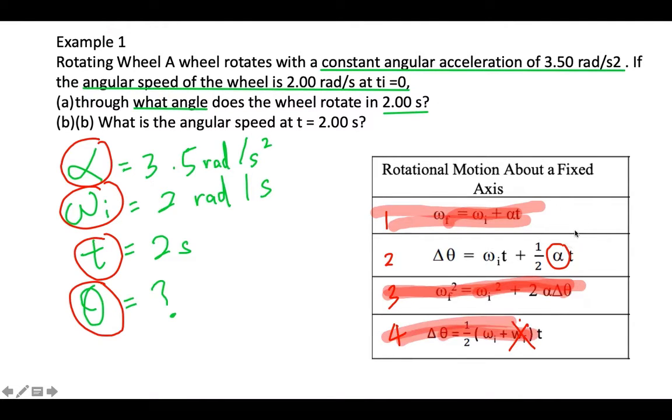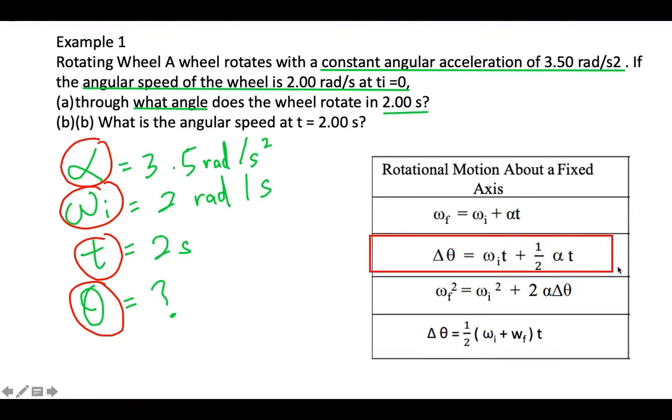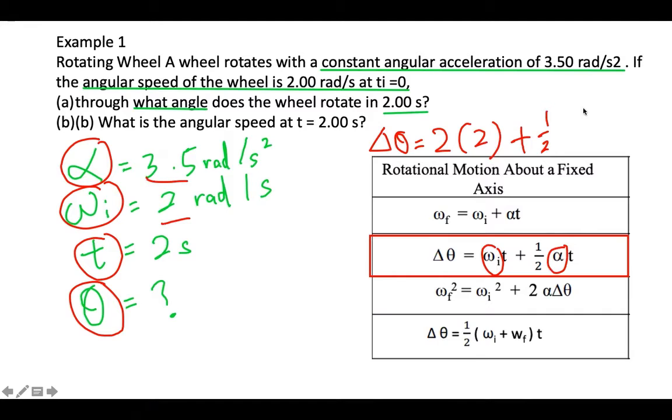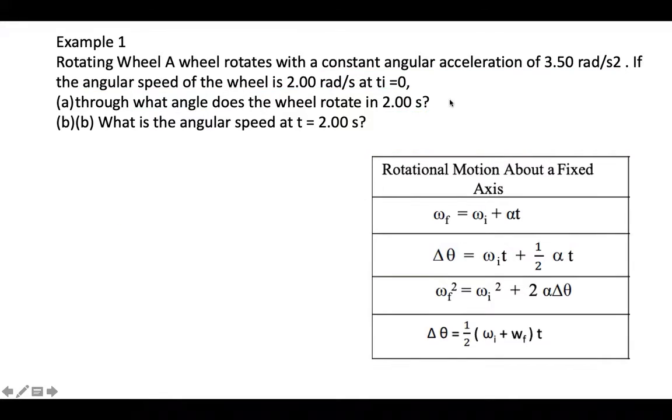You can see that it's quite simple to use. Which formula is this? Okay, so we're going to select this equation. Very simple, we just insert the values into the formula. This is what we want to find, and this one is given, 2 times 2 plus half, this is 3.5 and 2. All right, and calculate, and you will get the answer, which is equal to 11 radian.